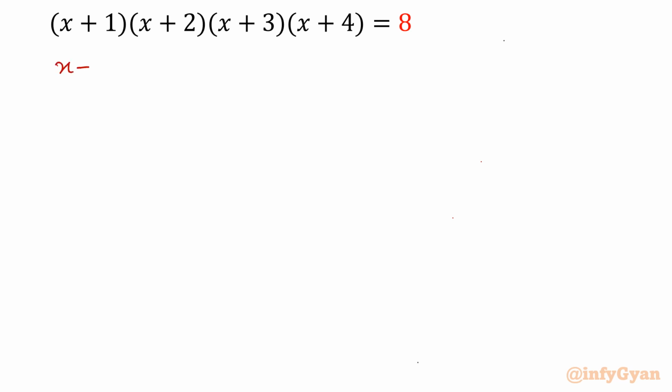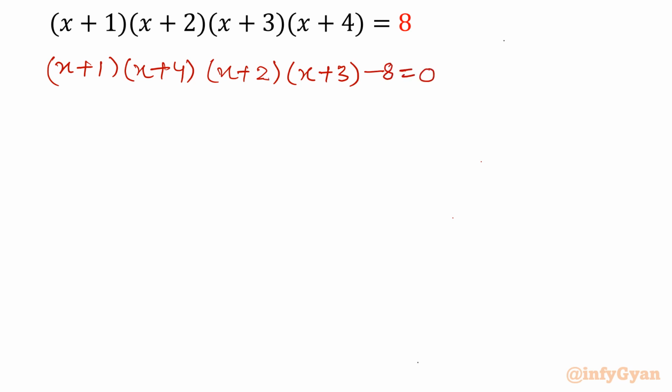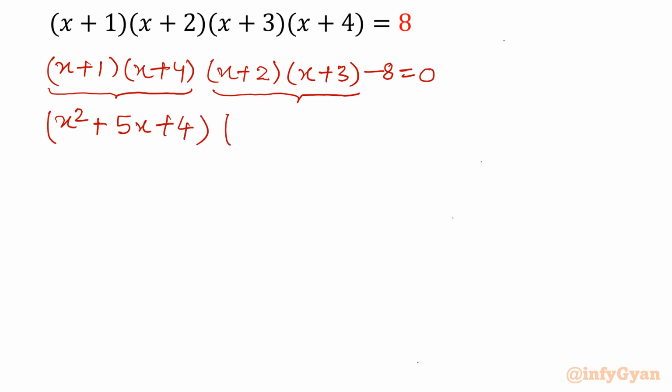So I will write in this manner (x plus 1)(x plus 4)(x plus 2)(x plus 3) minus 8 equal to 0. Now let's take the product of the first two and the product of the last two brackets or parentheses. So I will write (x square plus 5x plus 4) and here I will be getting (x square plus 5x plus 6) minus 8 equal to 0.